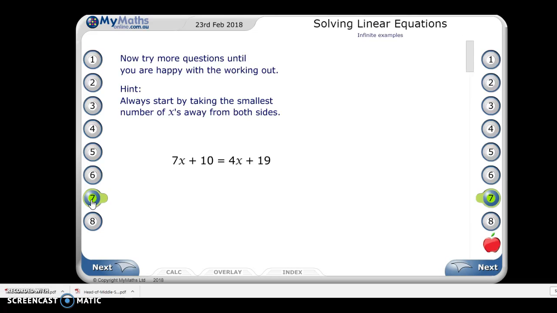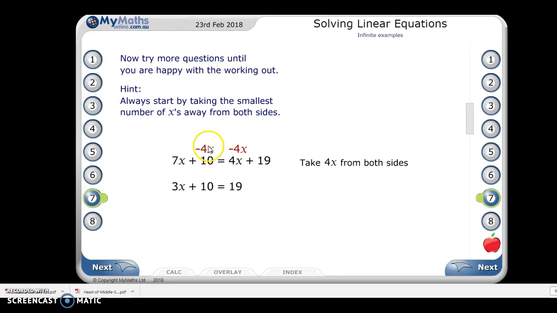I'm getting near the end now. Now, we're going to try more equations until you're happy with the working out. So you can click in at this step and practice some for yourself while you're in class. Always start by taking away the smallest number of x's from both sides. So there we are. There's the working. They're showing the working, but of course we would put that underneath. I'd put this minus 4x underneath that 4x, and I'd put that minus 4x underneath the 7x. They appear on both sides of the equation. Just looks a little tidier.